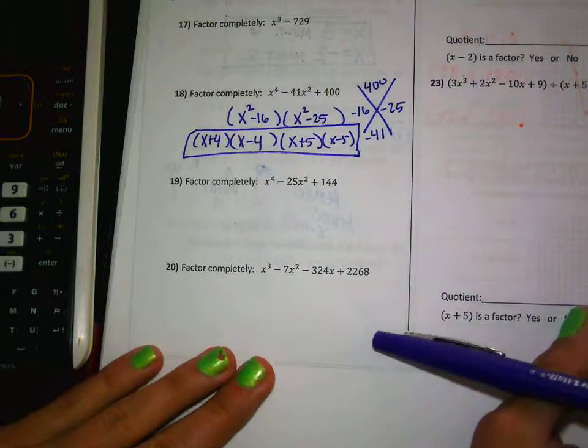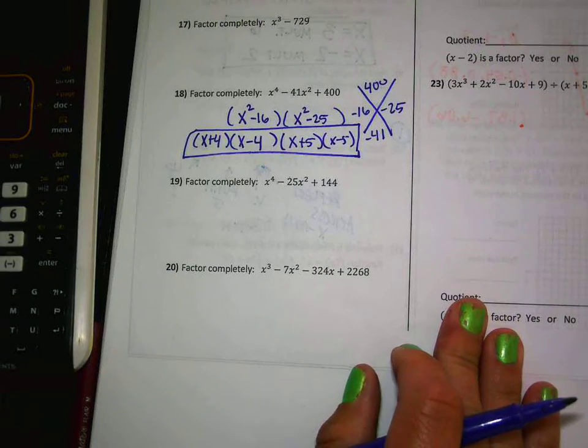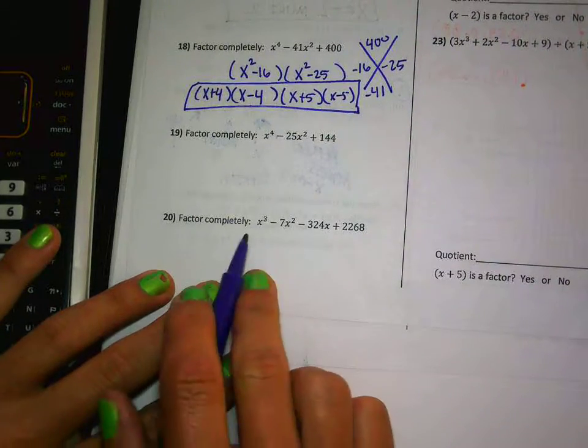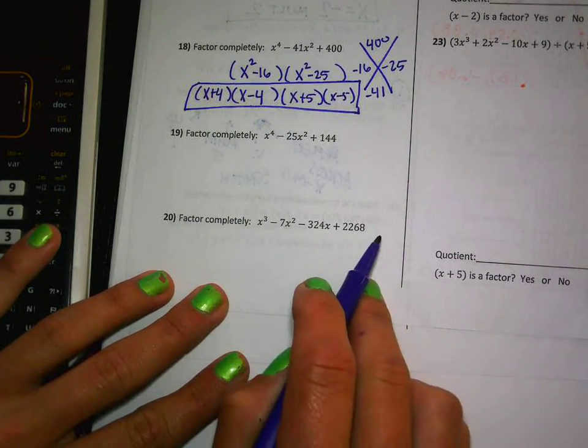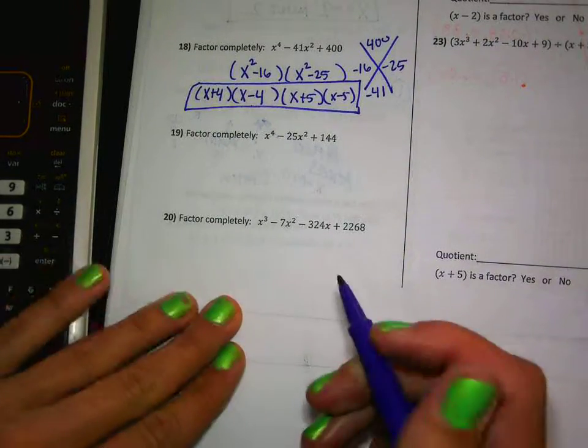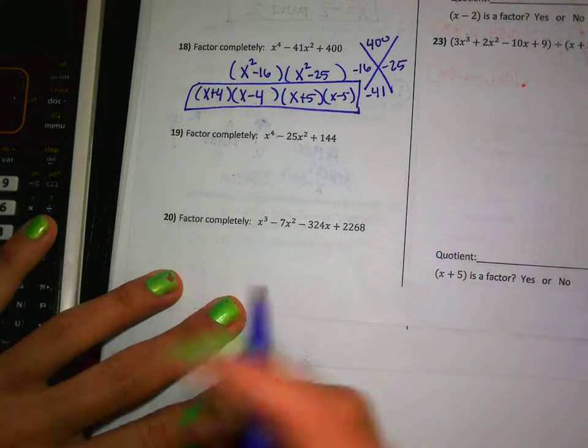All right, last factoring one on the review. Once again, your test does not have big numbers like this, but that's all right. Number 20, you don't have a GCF. They don't all have X. You don't have a number in common. And there's 4 terms. So 4 terms, do you remember what method it was called?